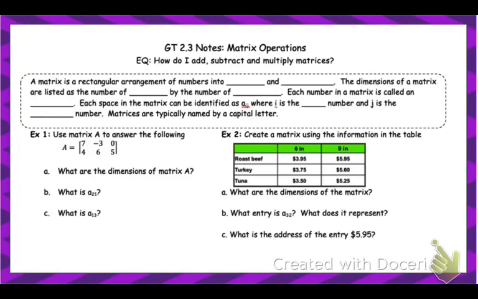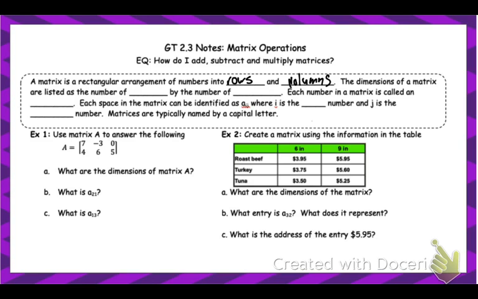Hi guys, so today we're going to start looking at what a matrix is. A matrix is really just a rectangular arrangement of numbers that you can use for different purposes. The way you arrange those numbers is into rows and columns. The next part's really important.